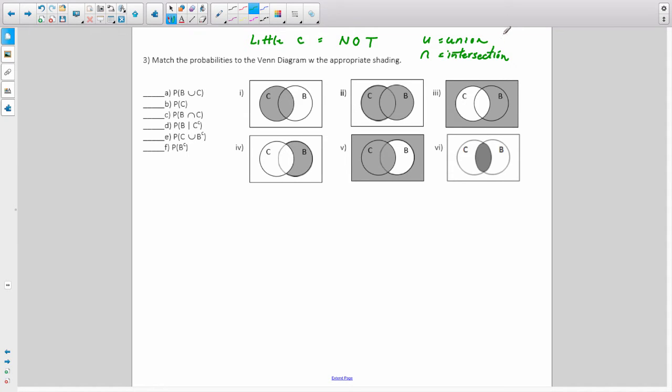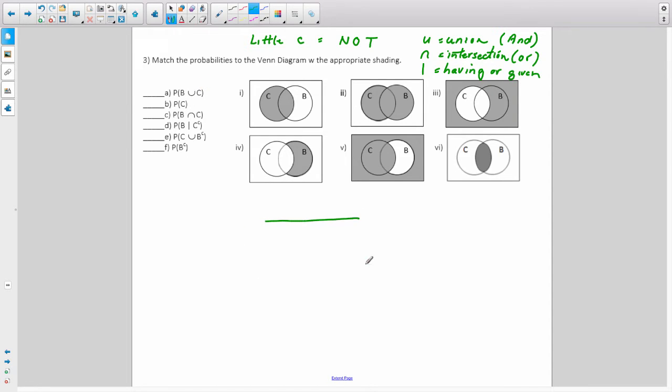Now, this could also be the word "and," and this could be the word "or." This thing, this line, means having, or given. Let's take a look. Okay, probability of B union C.